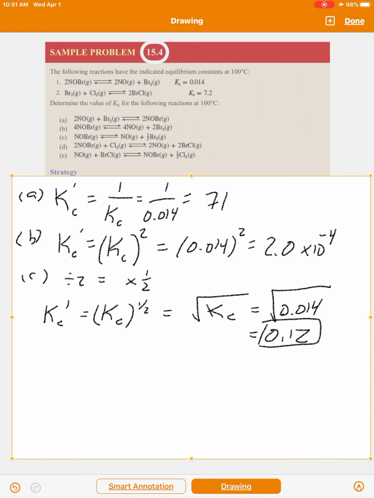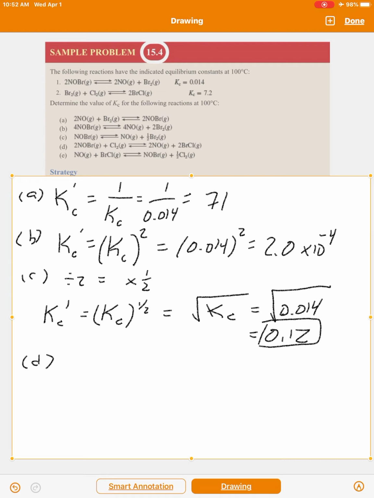Now let's take a look at D. Wow. Now this one here has NOBr, but it also has Cl2. So it clearly has materials from both reactions 1 and 2. It's 2 NOBr, so it hasn't changed the direction of reaction 1. That's still written in the same direction. And Cl2 is a reactant, so reaction 2 is written in the same direction. So they haven't reversed reaction 1 or 2. So it looks like they just added them.